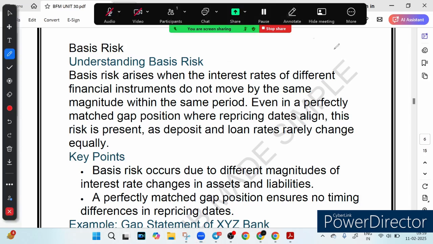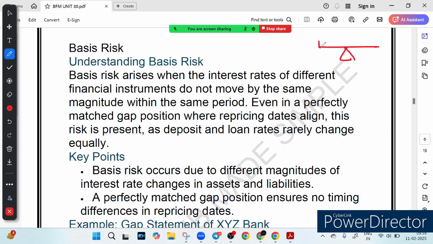So have you seen this seesaw? Obviously you might have seen this, something called a seesaw. Suppose this side moves larger as compared to the other side. So this is what we call basis risk. So what is basis risk? Basis risk happens when the interest rate on a bank loan or deposit don't change by the same amount, even if their repricing happens at the same time.